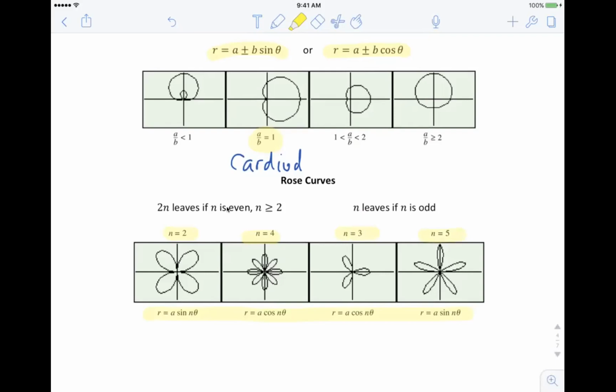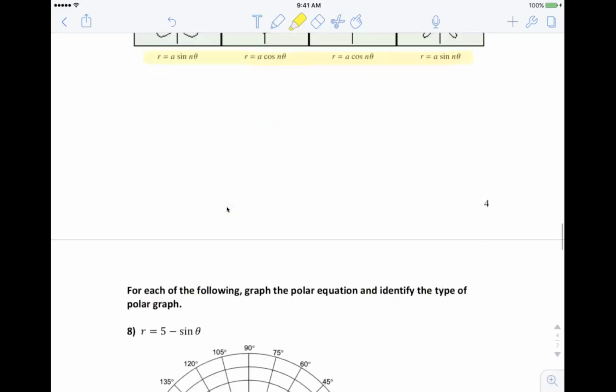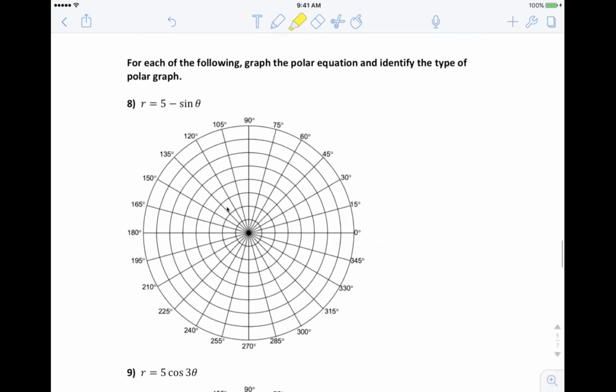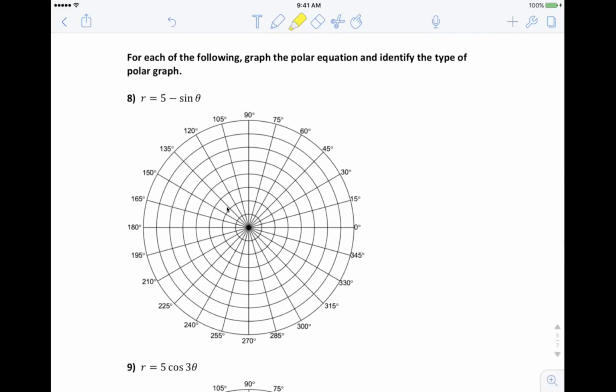Okay, so how are you going to graph these? There are some options for you. I'm going to show you a few. The most basic thing would just be to get out your calculator and plot some points and see what the graph looks like using polar graph paper. So let's look at some examples. We're going to try to graph each of the following and then identify the type of graph.